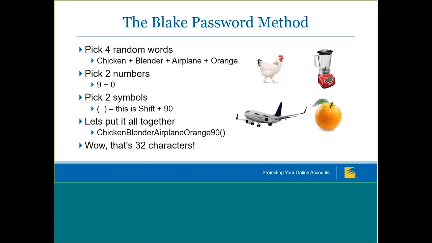But you take some random words. In this case, I picked chicken, blender, airplane, orange, and then you pick 2 numbers, so 90, and then you pick 2 symbols. But it makes it easy because you type your 4 words, you press 90, and then on your keyboard you press Shift and press those same numbers, and you get the symbols on the keyboard for those, which are open and closed parentheses. And so you put all that together, and you've got a 32 character password, which is really strong, and it's going to be really hard to crack. And that's what we're really looking for. Nobody's going to be able to guess that, and it's not that hard to remember.